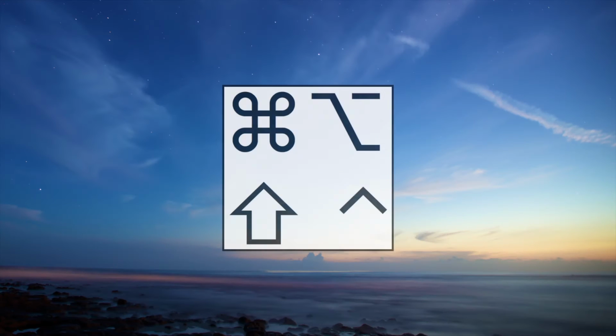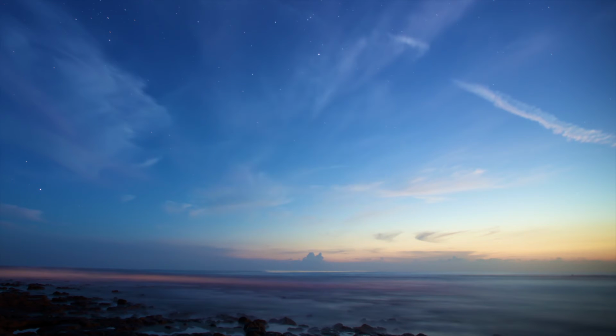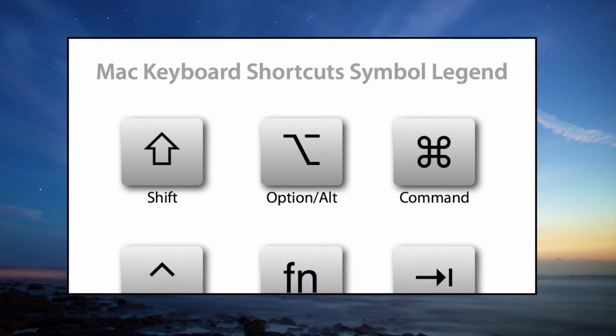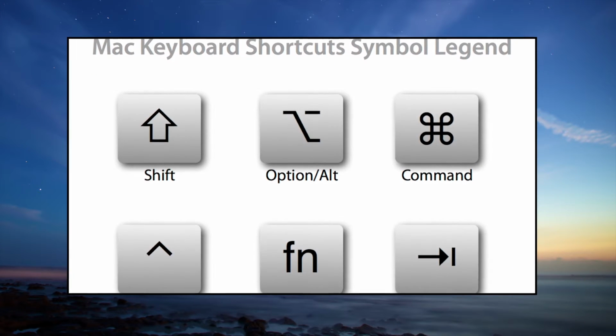The 4 primary modifier key symbols. Starting with the upper left symbol, the Command key is used in approximately 99% of all keyboard shortcuts. This key will always be pressed first in any of the key combinations. The upper right symbol represents the Option key. This is often combined with the Command key, but can also be used by itself as the primary modifier key in a combination.